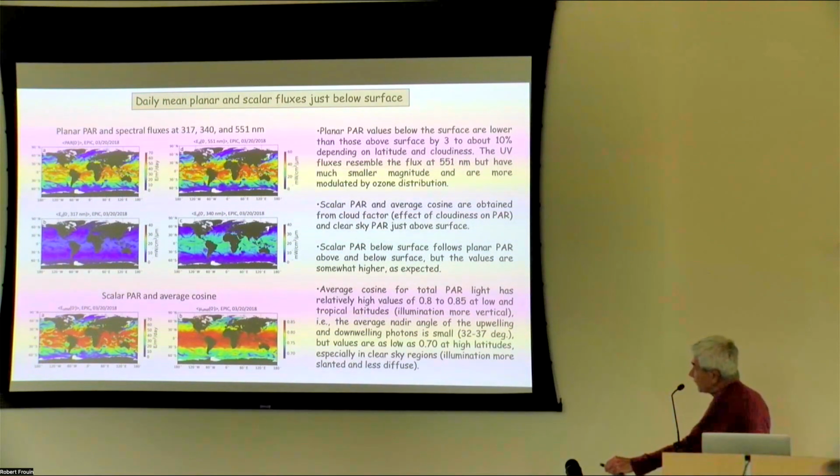And for the average cosine, we see that the values are quite high, 0.8 to 0.85 in the low and middle latitudes. This is because the illumination is more vertical, so the average nadir angle of the upwelling and downwelling process is small, 35 degrees. But the values are quite low at high latitudes, especially in clear sky regions, because the illumination is more slanted and less diffuse.